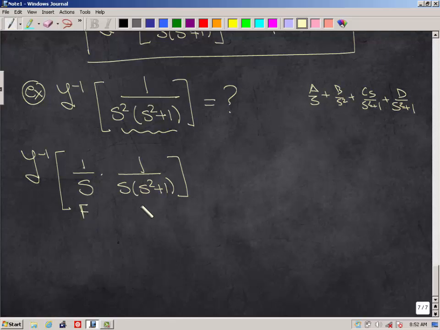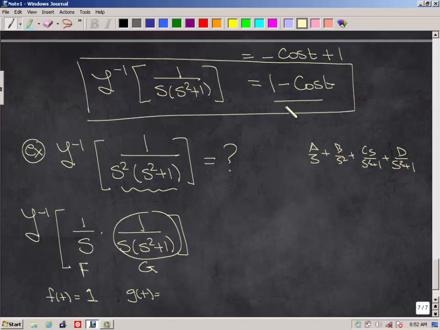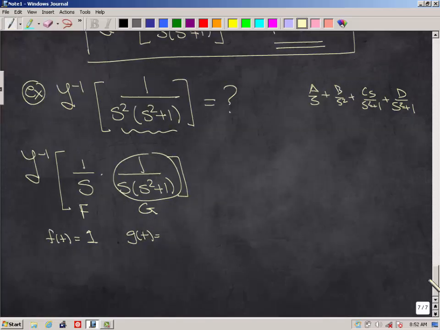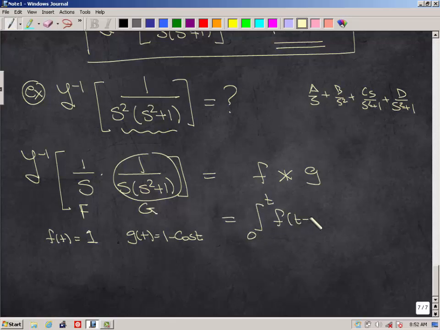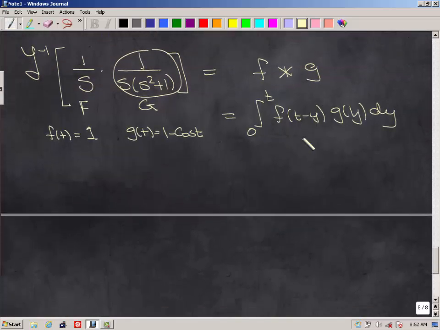So this will be my big F, this will be my G. What is little f then? If big F is that, it's still going to be 1. What is little g? That means that would be the inverse of this. Wait a minute, we just calculated the inverse of this. It's right here: 1 minus cosine t. So let's use that. According to this, it is just f star g. That means it is the integral from 0 to t of f of t minus y times g of y dy. That's the formula for convolution. So what is f?